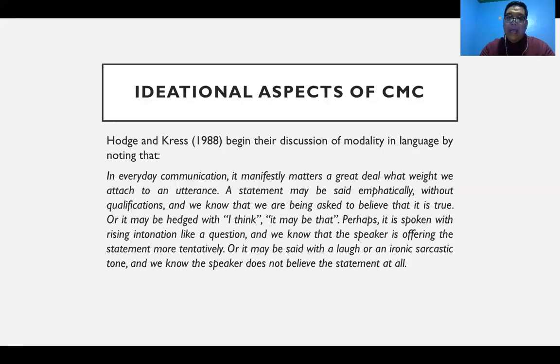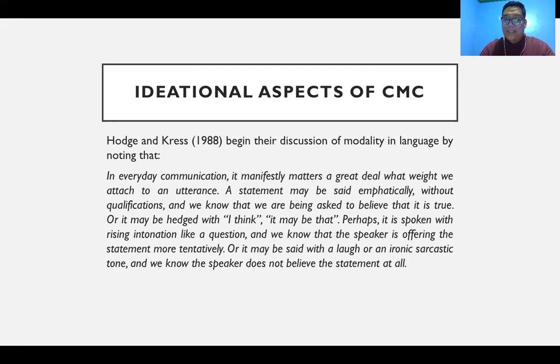So another aspect that we can look at when we study the differences of these types of discourses is the ideational aspect. Now, when we talk about ideational aspects of CMC, as was mentioned a while ago, you can delve into the study of the modal auxiliaries or the modality present in the discourses. Hodge and Kress in 1988 began their discussion of modality in language by noting that in everyday communication, it manifestly matters a great deal what weight we attach to an utterance.